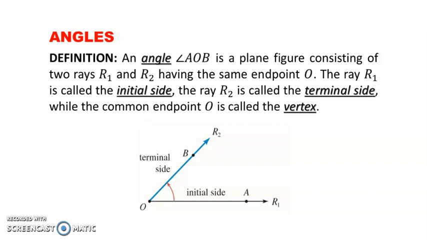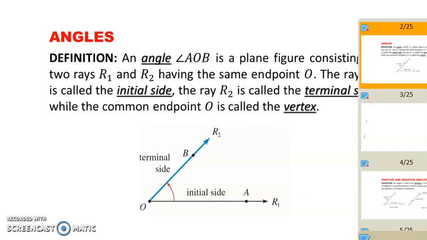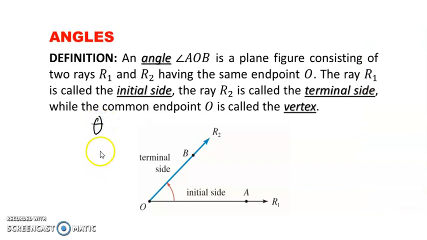Now, to simplify the definition, we can say that an angle is the union of two rays having a common endpoint. And these rays are the initial side and the terminal side respectively. And their common point is what we call the vertex. The figure below shows an illustration of an angle. In this lesson, we assume that the initial side is aligned horizontally. Angles can be represented symbolically using Greek letters, like theta, alpha, beta, gamma, omega, lambda, and so on and so forth.